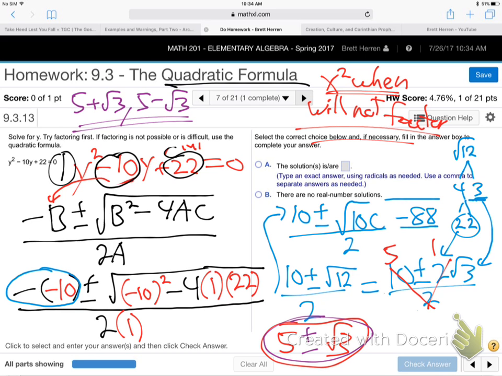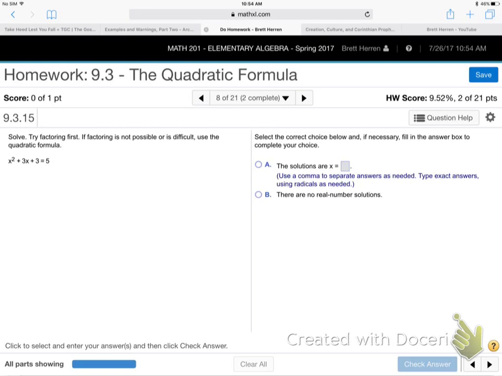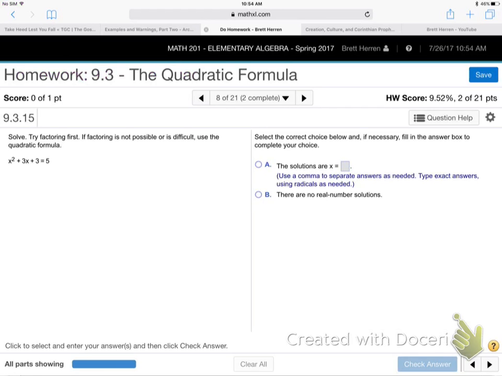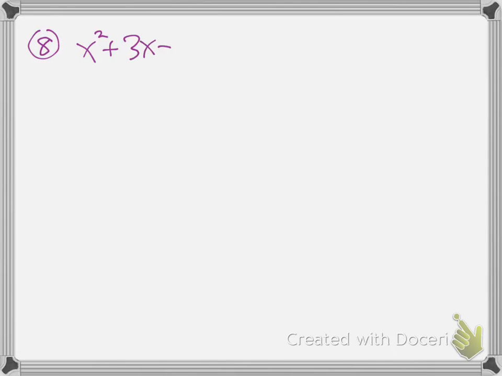Is that good? Let me show you how to enter that. If you all got that copied down in MyMathLab, they have a plus or minus button for you. So it's 5 plus or minus root 3. Let's try this one. Number 8, I'm going to move it here. It's x squared plus 3x plus 3 equals 5. All right, try that one.